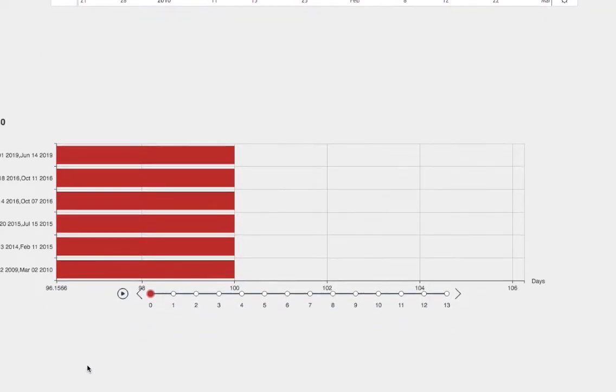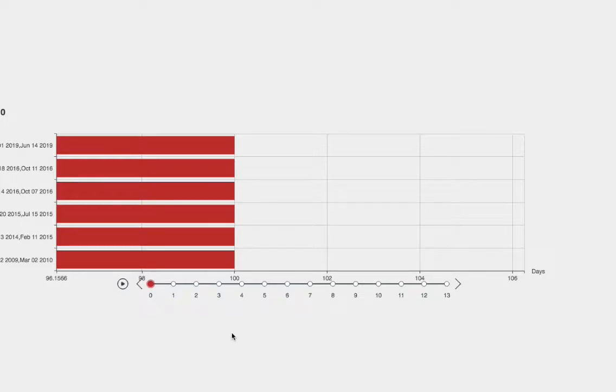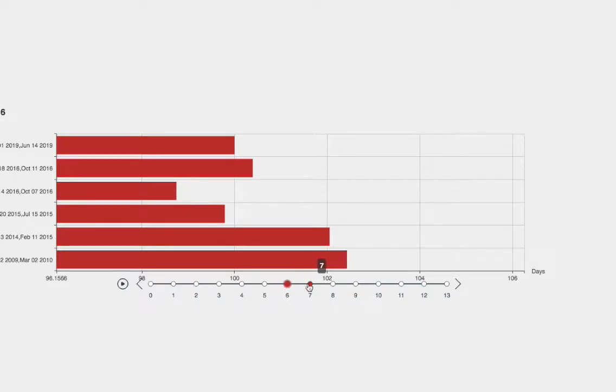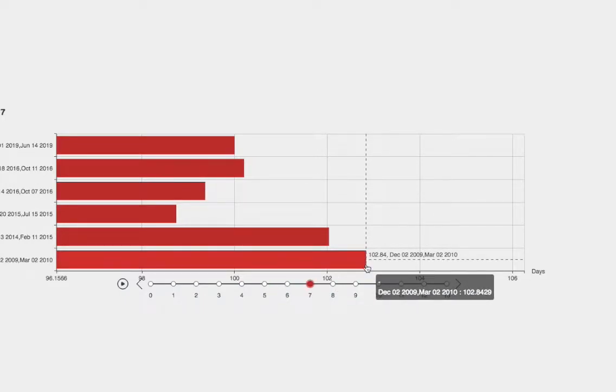I'll go day by day where SPY or S&P 500 went back in 2009 to 2010. So 1 day out, 2 days out, 3 days out, 4 days out, 5 days out, 6 days out, and 7 days out. Back then, the S&P 500 was up around 2.8%.